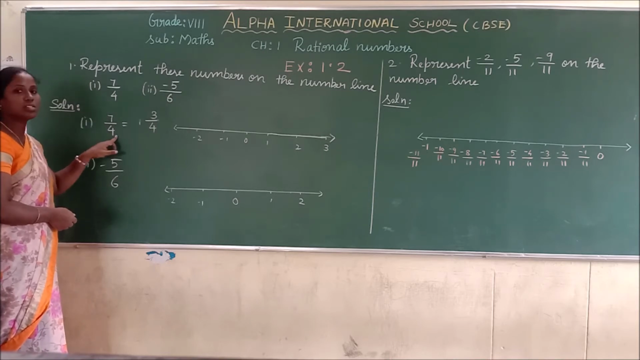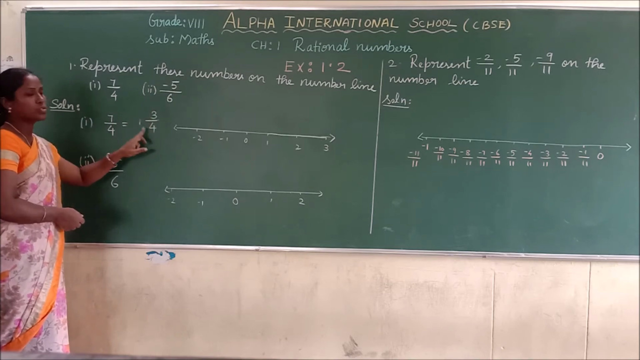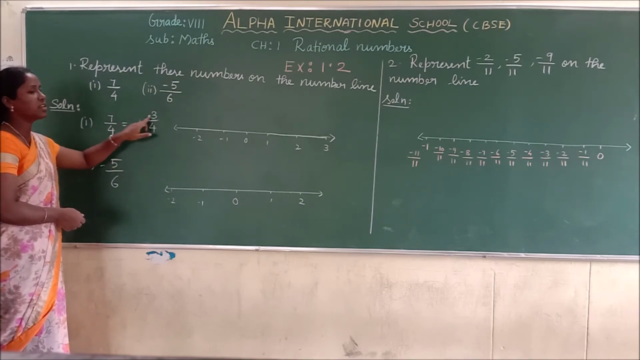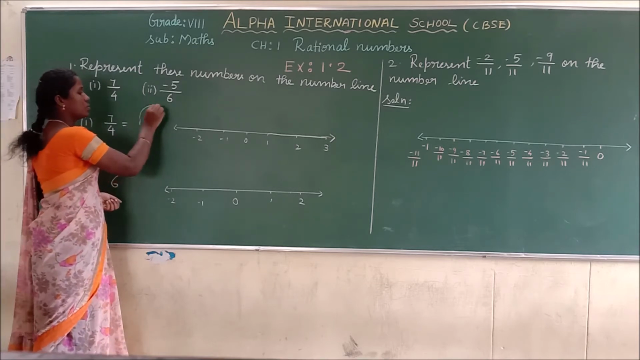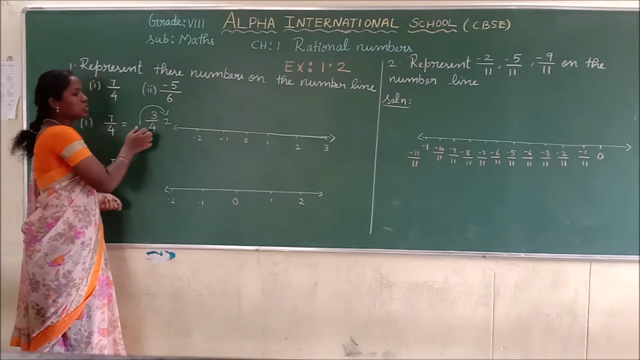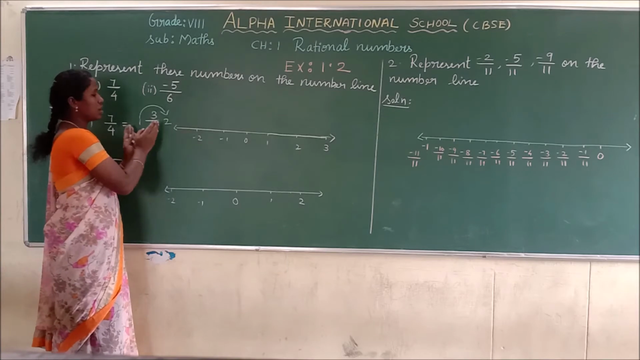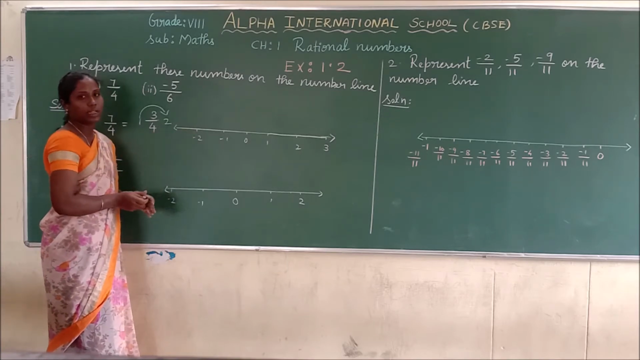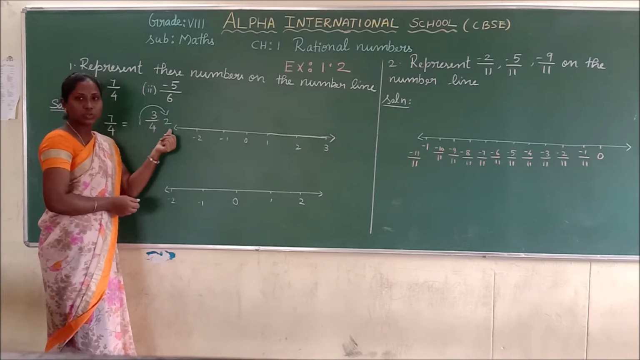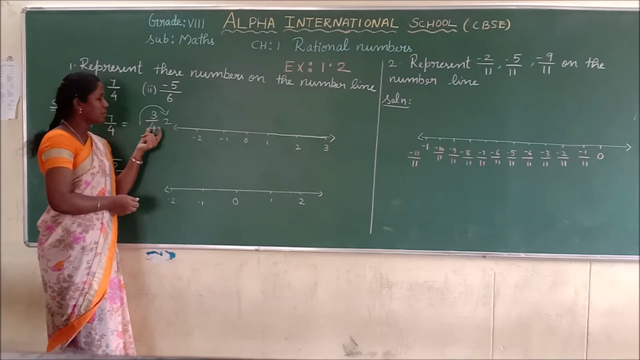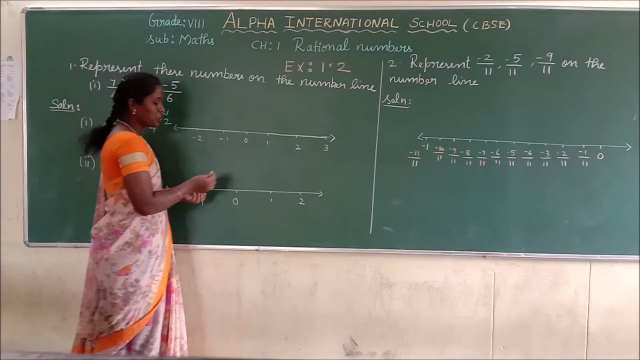First let us change this improper fraction to a mixed fraction. So 1, 3 by 4. 1 into 4 is 4, 4 plus 3 is 7, so 7 by 4. Now here we have 1, and the next number is 2. So the range lies between 1 and 2. Let us see how we will plot this number on a number line. First look at the denominator, it is 4. We have fixed the range 1 to 2, so we have to divide 1 to 2 into 4 equal parts. Let us divide 1 to 2 into 4 equal parts.